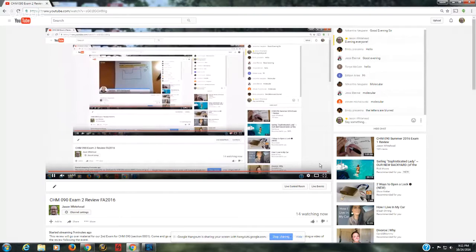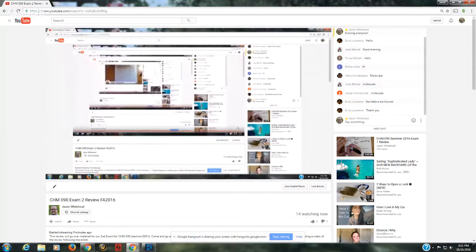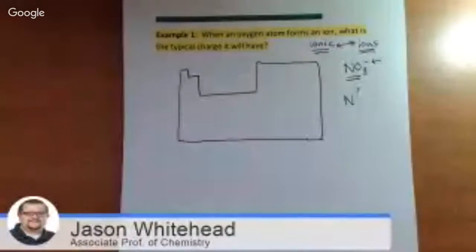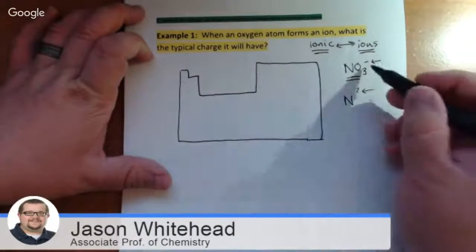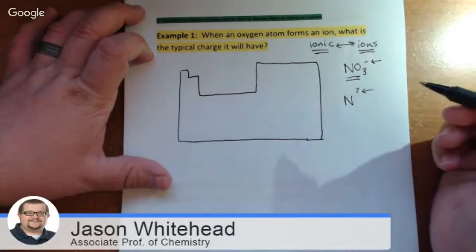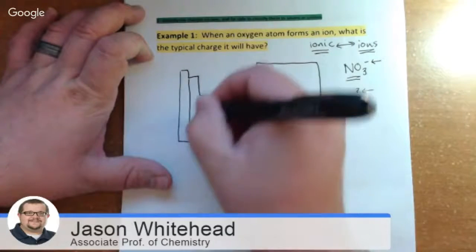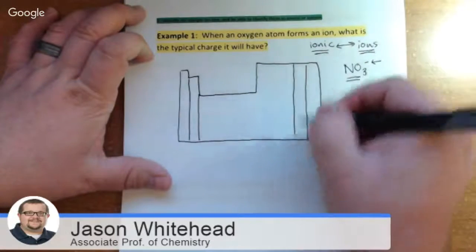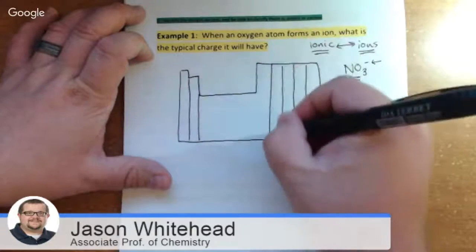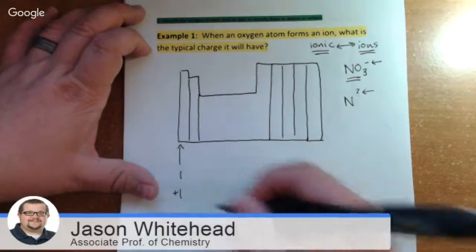If we're trying to figure out something like N, and if N forms an ion, what's the charge on the ion? Let me stop sharing there. Hold on. That way you can see what I'm doing. If I'm trying to figure out the charge on an N ion, it's not something we have to memorize a list of. It's something we can figure out based on where it is in the table. If I go to the table, I can draw in my groups, and we're going to label these by group number and by charge. So this is group 1 on the periodic table, and group 1 has a +1 charge.